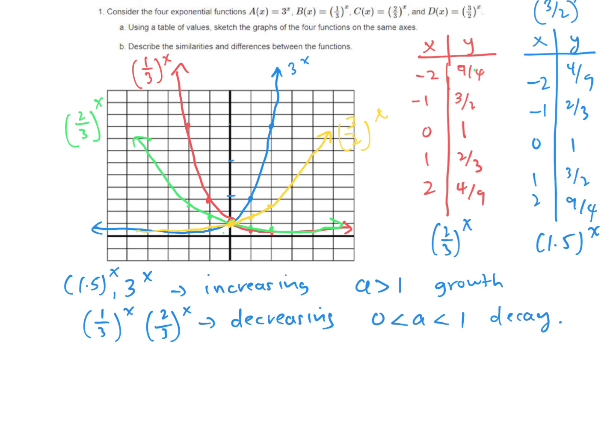What are some of the similarities? Well, they all have a y-intercept of 0, 1. That still stays the same. They all have the same domain, any real number. They all have the same range. Y is greater than 0.